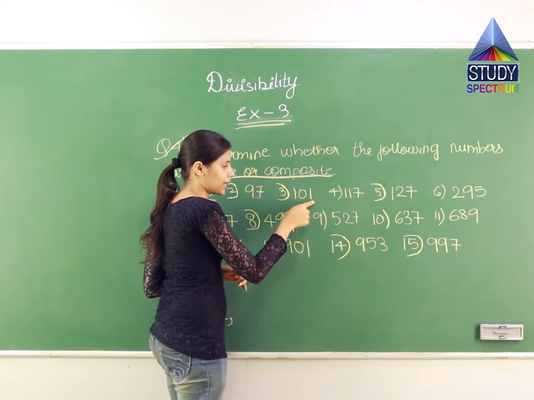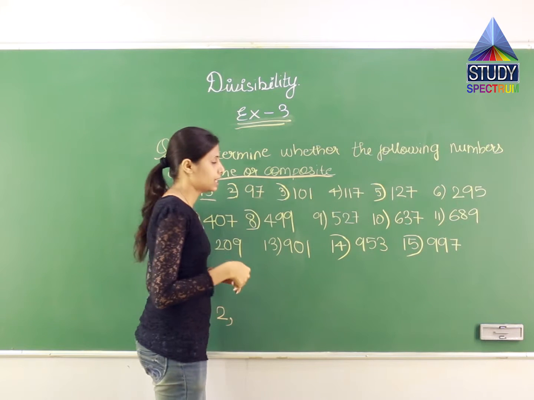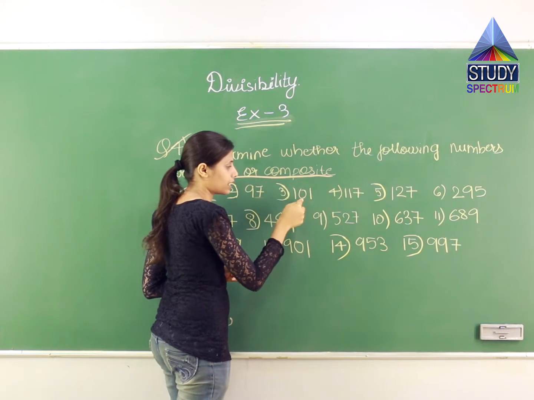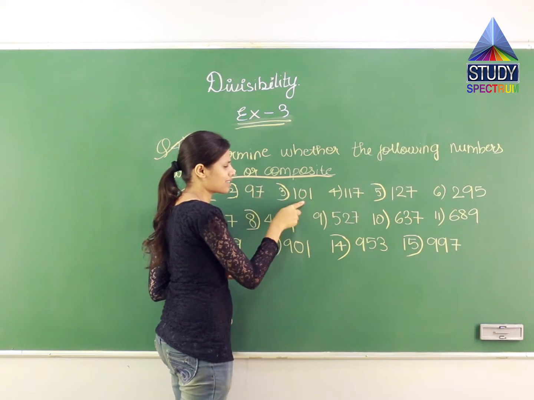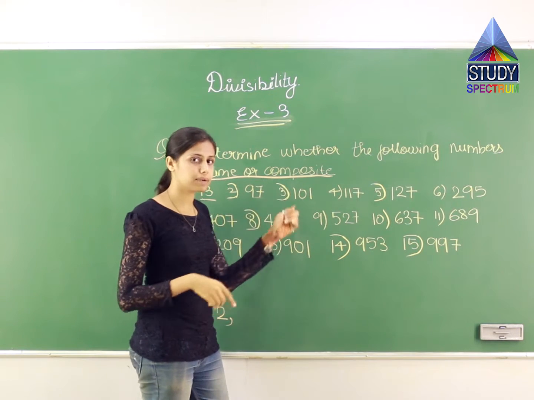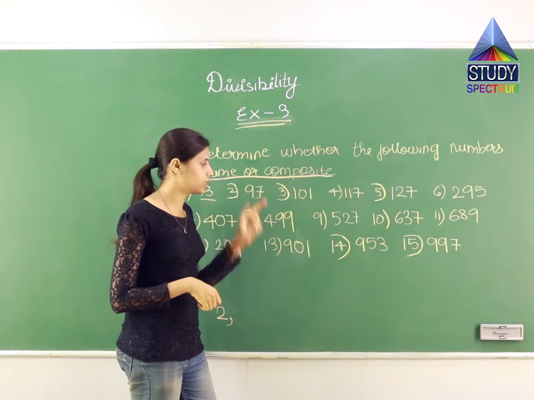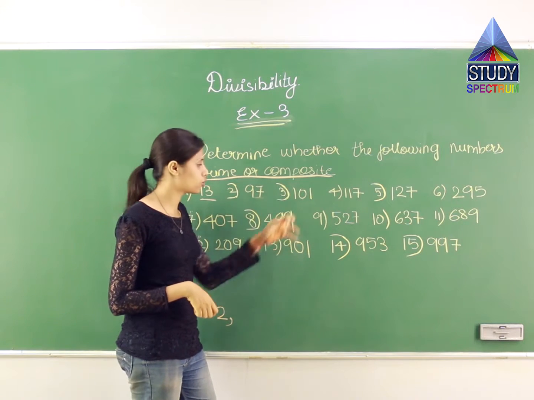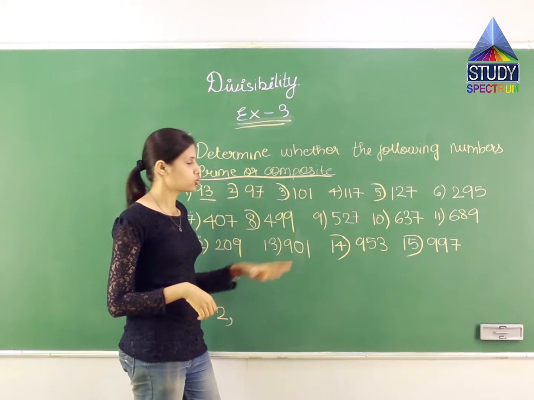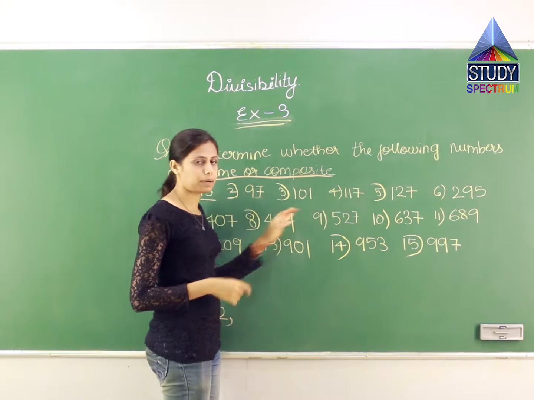Then it will not come in 2's table because I don't have an even number. Then it will not come in 11's table, 5's table, 10's table, 6's table. If you go on checking by test of divisibility and other tables, you won't get 101 anywhere. So this is another prime number.